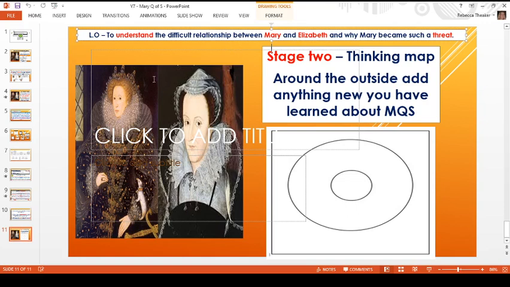Was it the only thing that Elizabeth could do was to kill her own cousin? Or do you think that actually maybe that was the wrong decision? Could she have tried something else? I want to see your opinion on it, please.